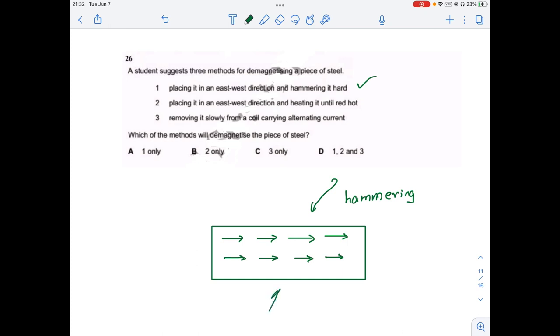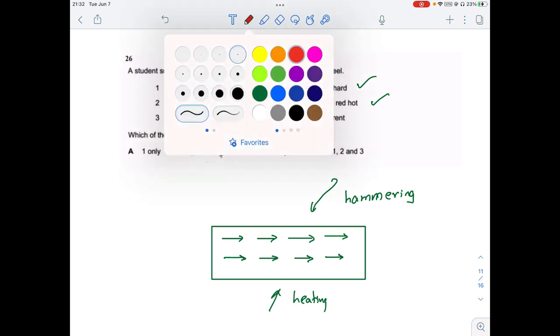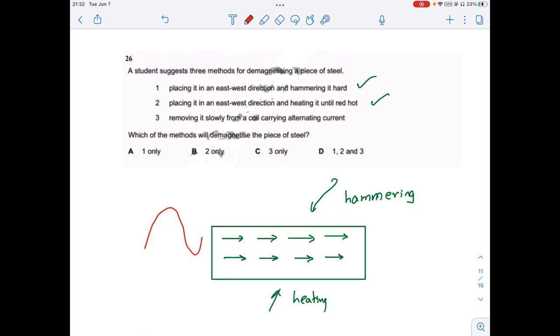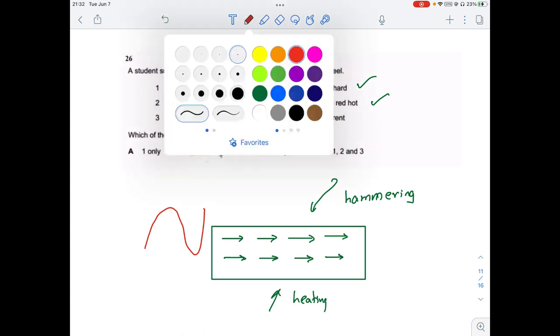So when I'm heating it also, this arrangement is going to be disturbed. So heating also will make it get demagnetized. When I'm slowly moving it from a coil carrying alternating current, what will happen? It may make the particles go one side one time in a positive direction and another time in the negative direction. So it keeps on changing the direction. So they are not aligned in one particular direction. So therefore, option 3 is also correct.